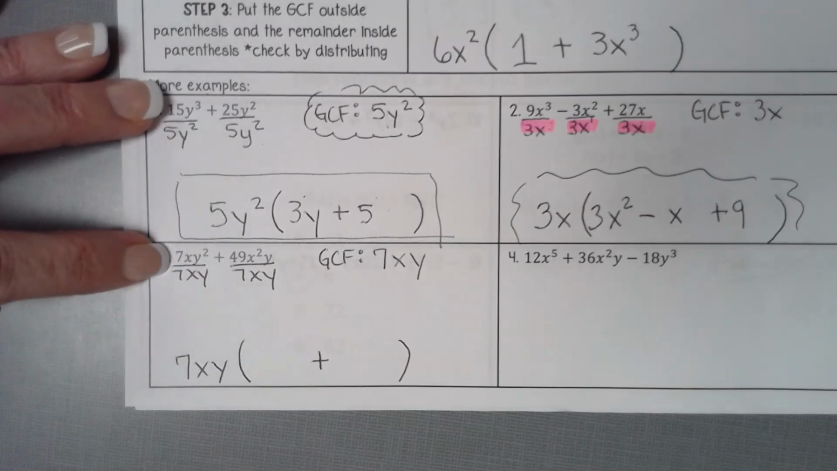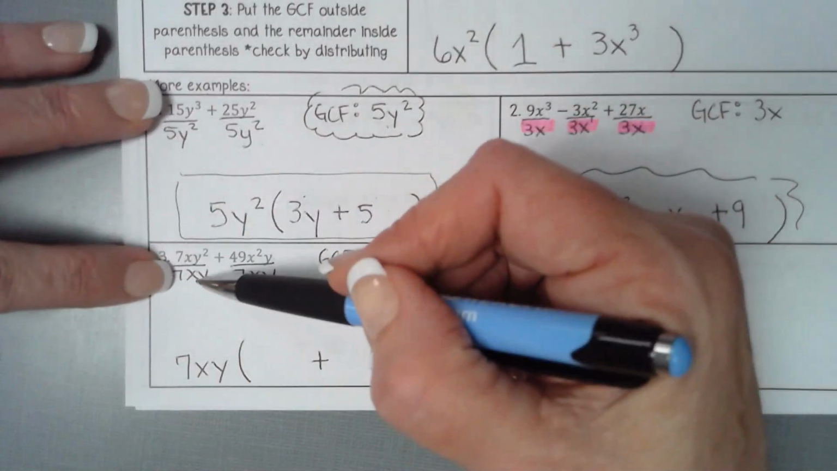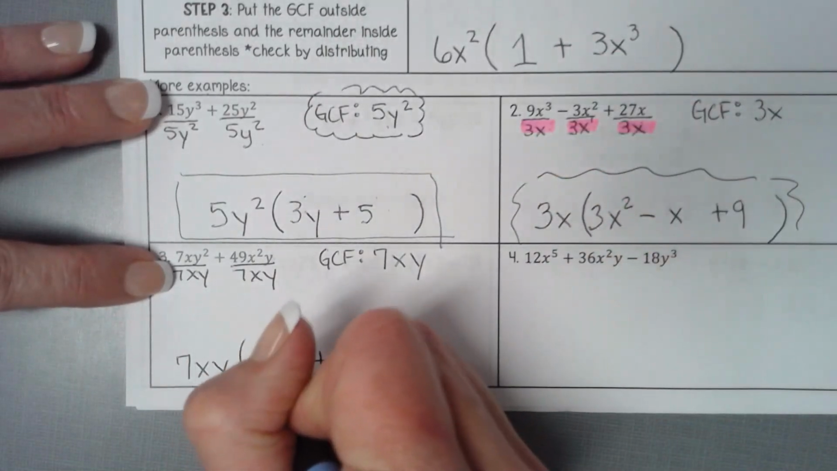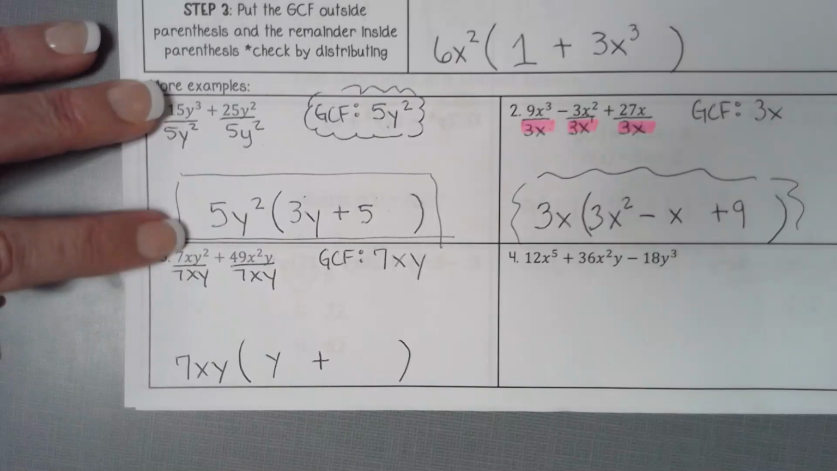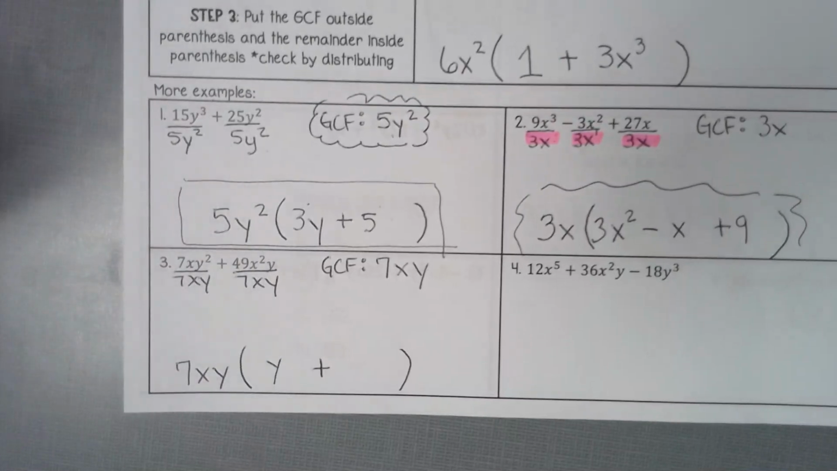Okay, 7 divided by 7 is a 1. X's cancel. The only thing there should be a y to the first power. That's it. If you have 1 y, it's the same thing. 7's cancel, x's cancel, y to the first power is all that's left.